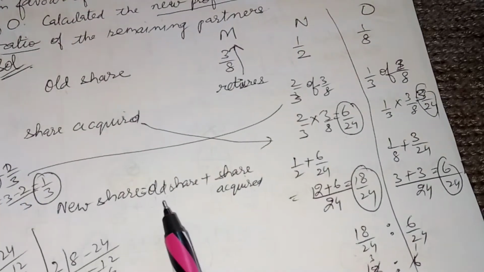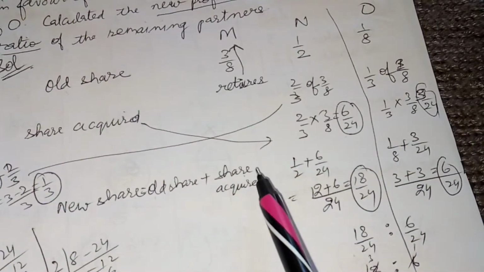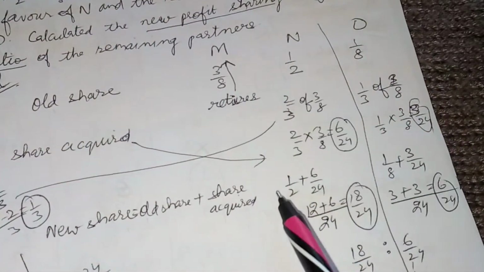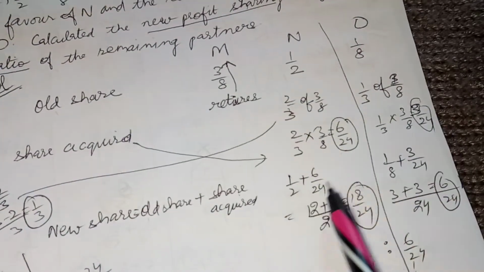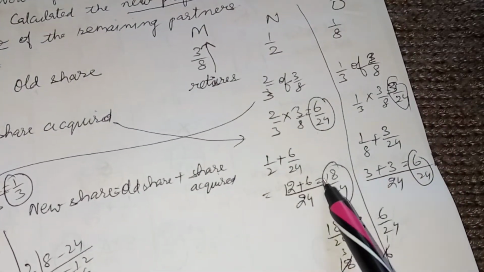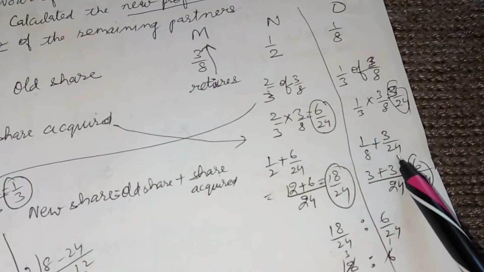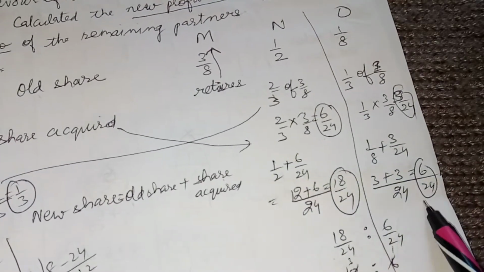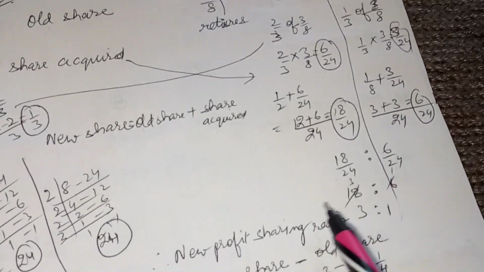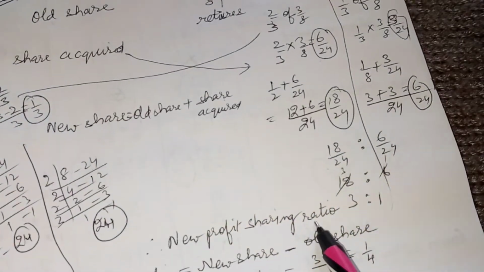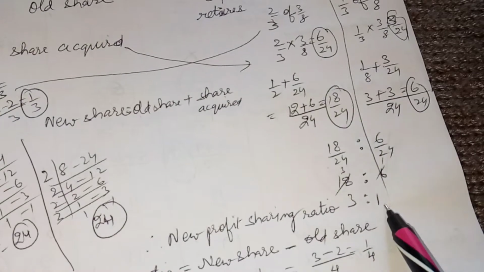Now new share is old share plus share acquired. Old share was 1/2 plus share acquired 6/24, comes out to be 18/24. And similarly 1/8 plus 3/24 comes out to be 6/24. Now their new profit sharing ratio will be 3:1.